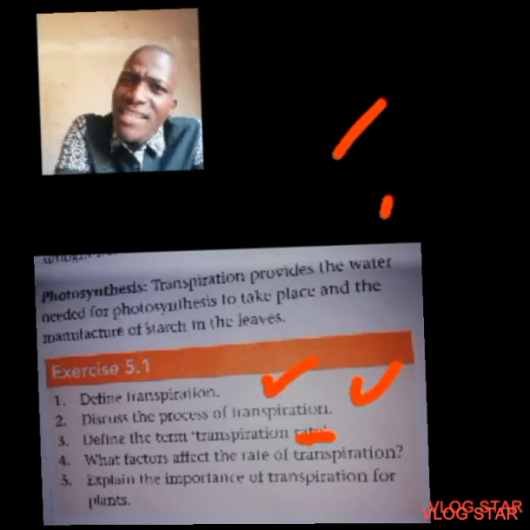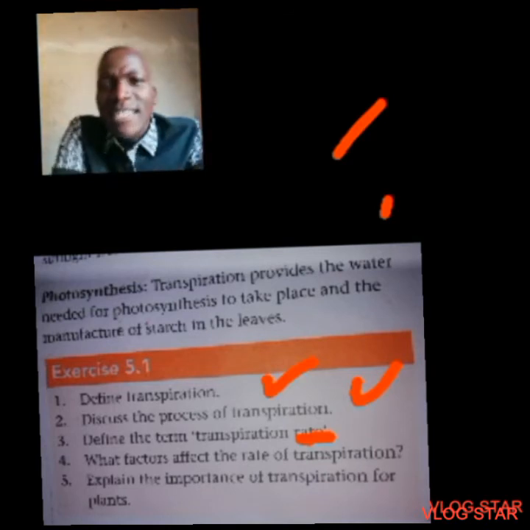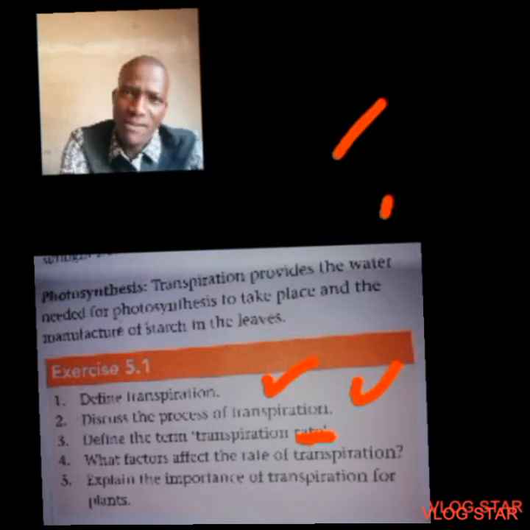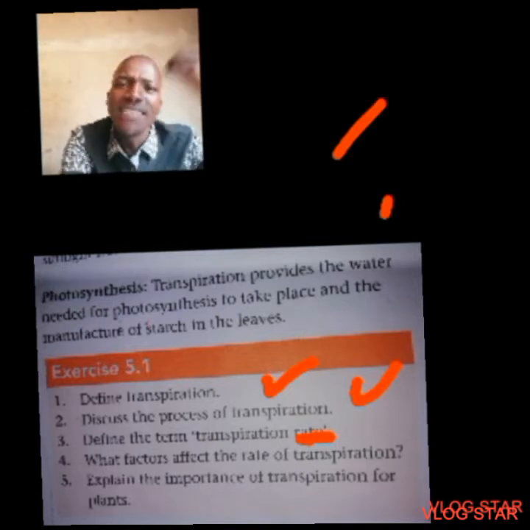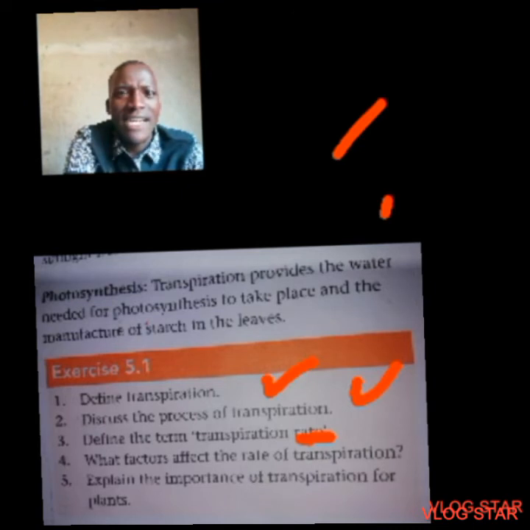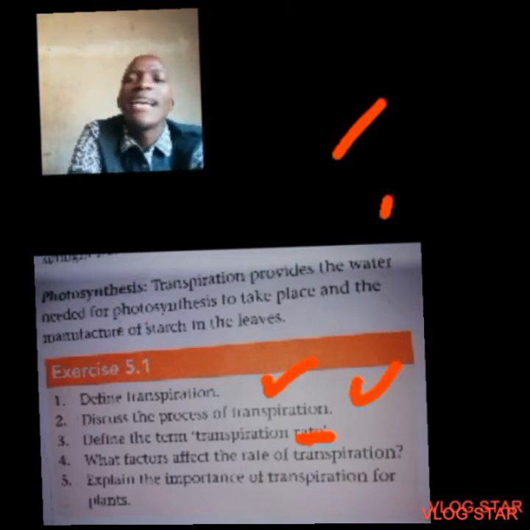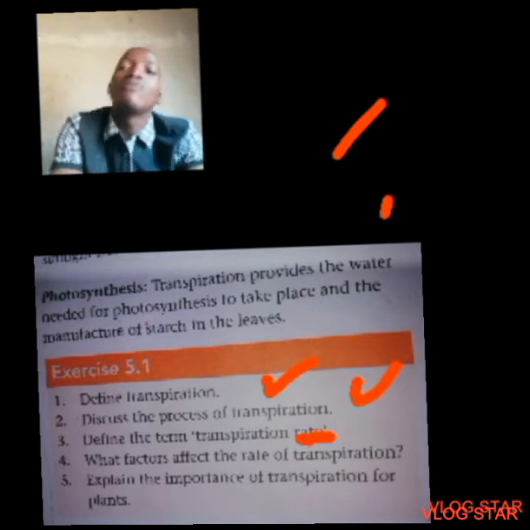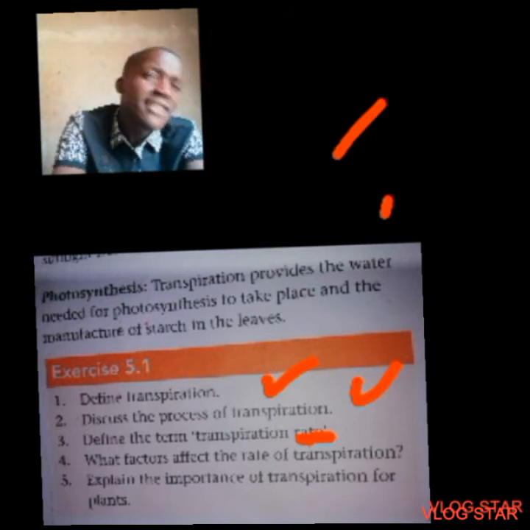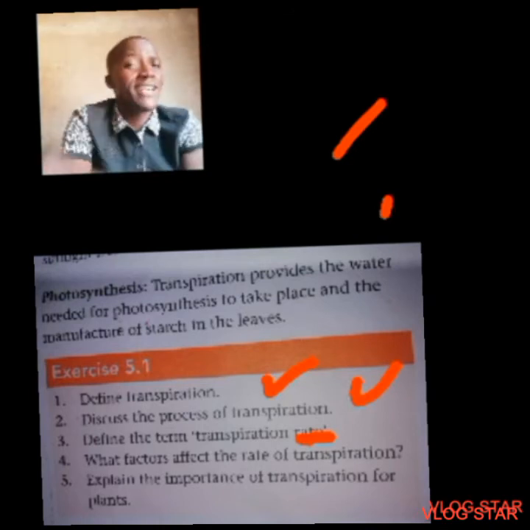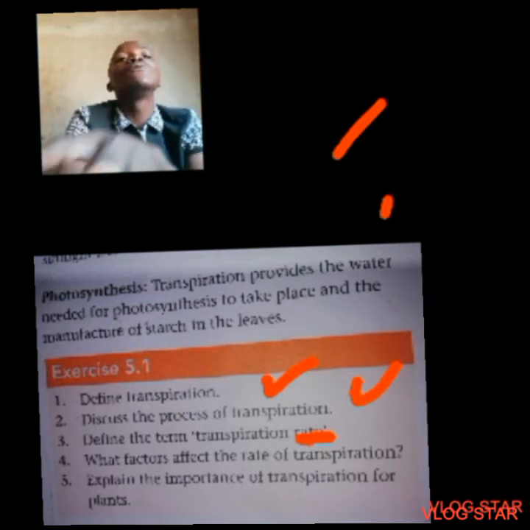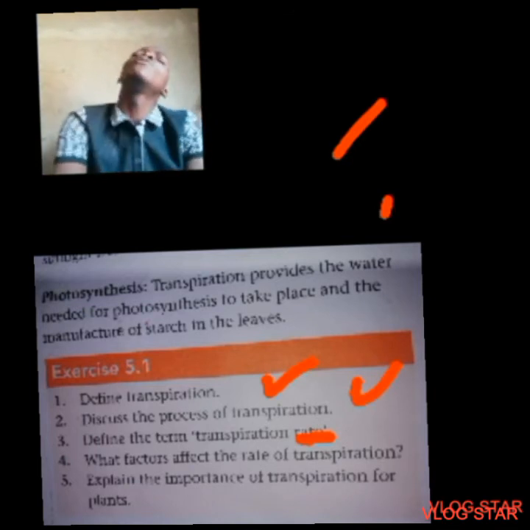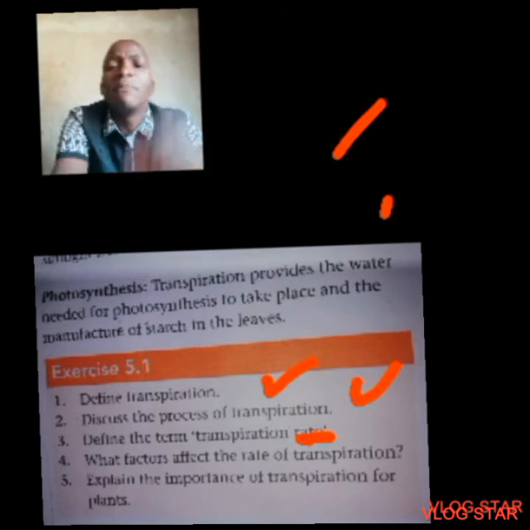Explain the importance of transpiration for plants. Why is transpiration important? Although transpiration results in wilting of plants, why is it important? Transpiration, first point, is important for the uptake or movement of water and minerals. For minerals and water to move from the roots through the stem into the leaves, transpiration must take place. Transpiration is also very, very important for cooling the plant.